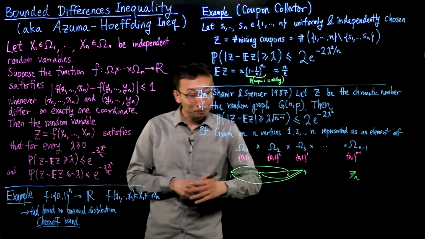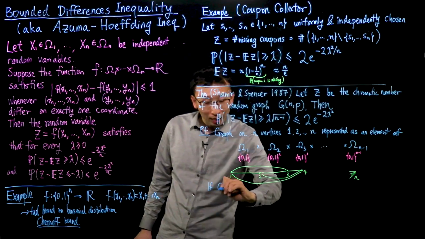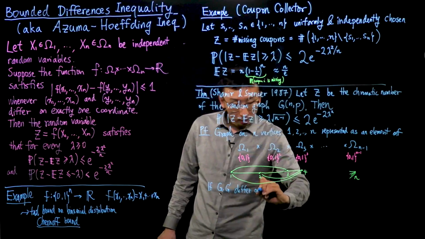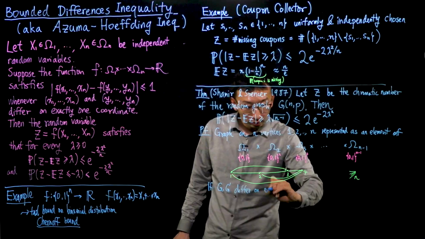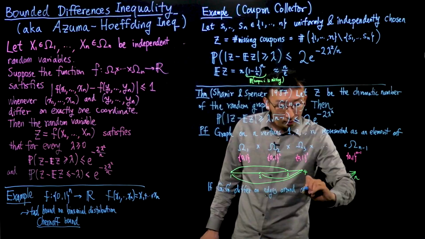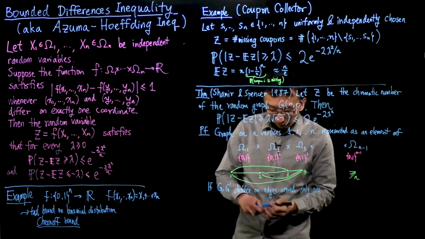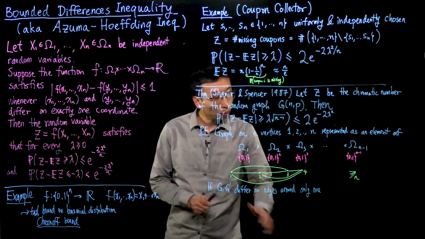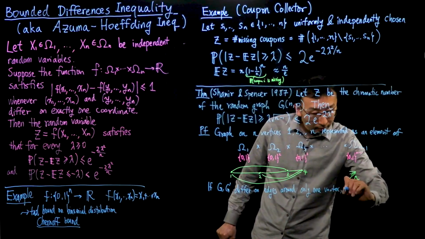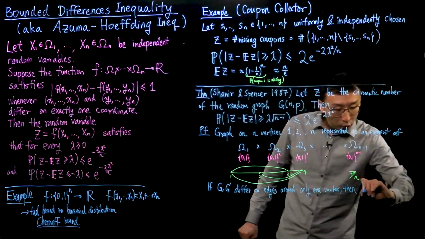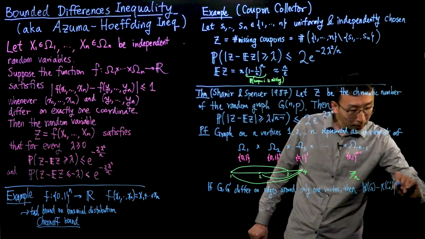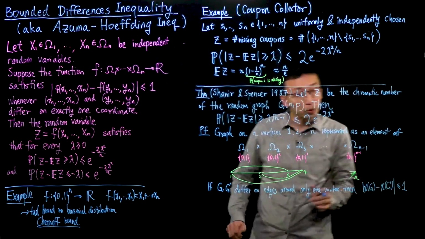So why is this useful? Well, if we have 2 graphs, G and G prime, that differ on edges around only one vertex, then the chromatic number, so chi of G minus chi of G prime, in absolute value is at most 1.